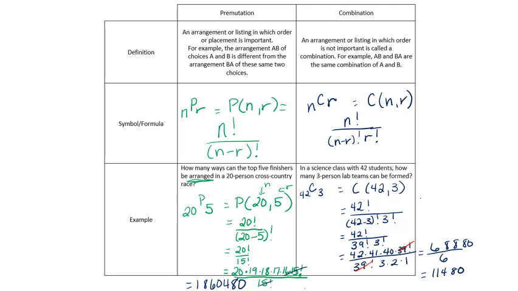Now here's the good news for you guys. I have some really good news on the next slide. Desmos does permutations and combinations, so you don't have to put them into the formula. The hardest part of this lesson is choosing whether it's a permutation or a combination. Once you do that, then you can use Desmos.